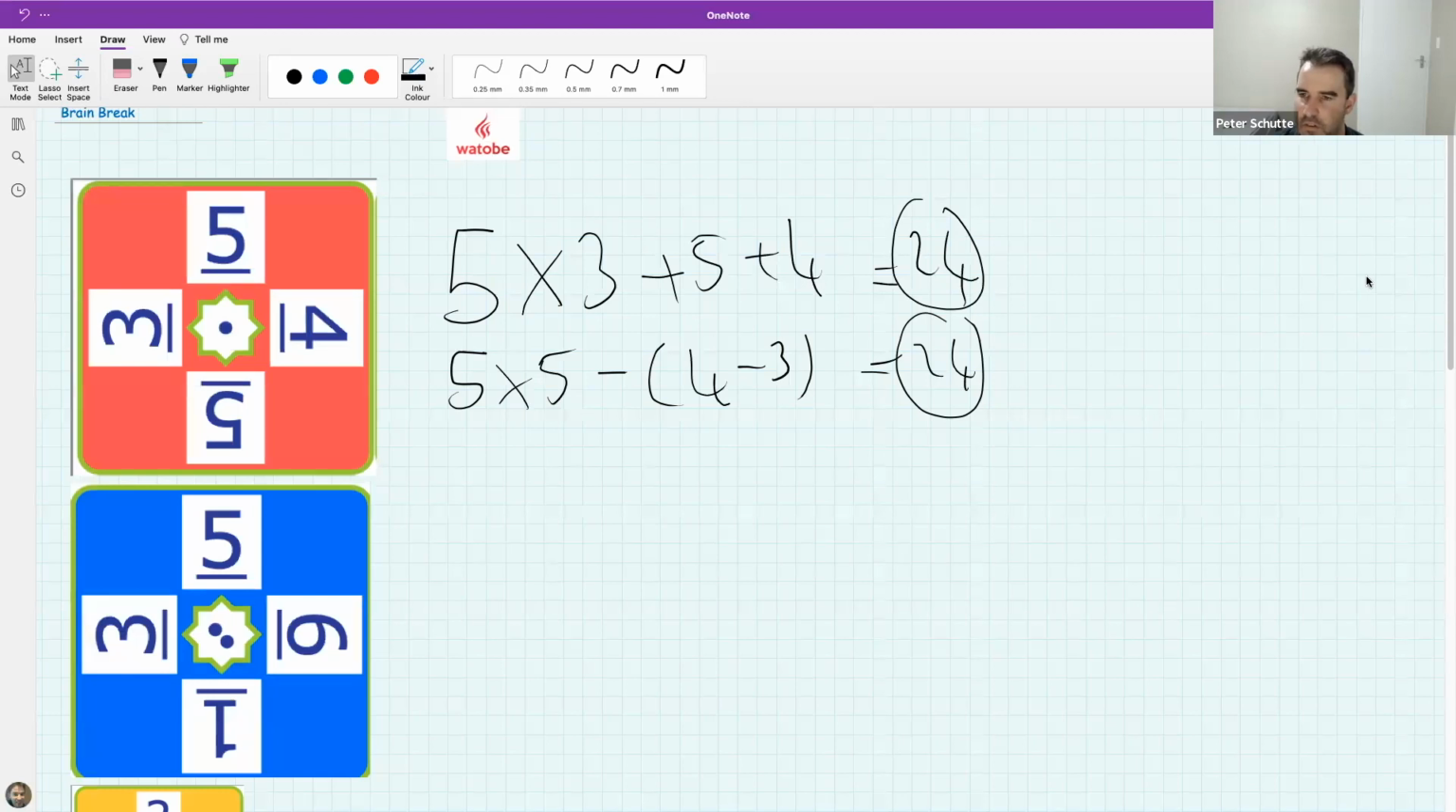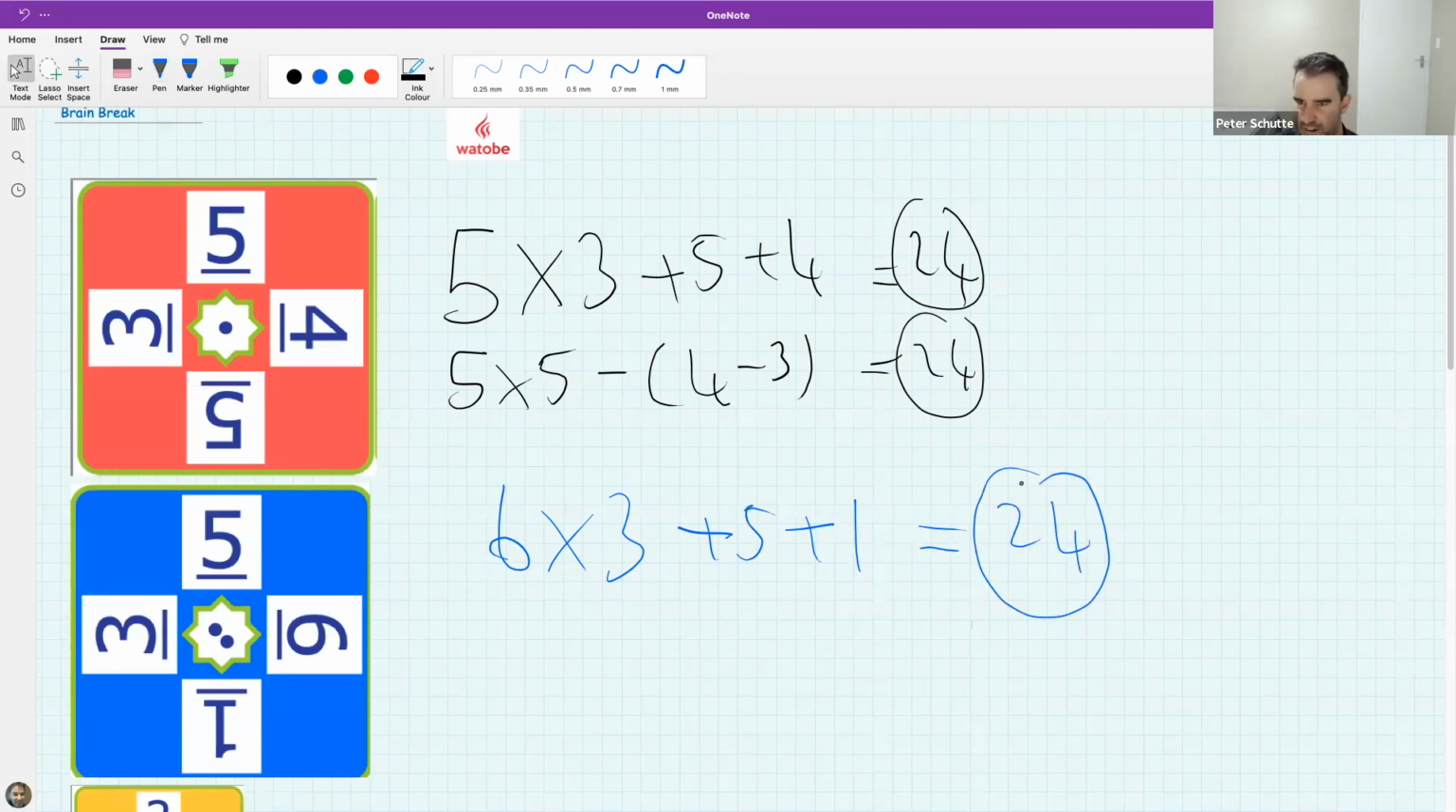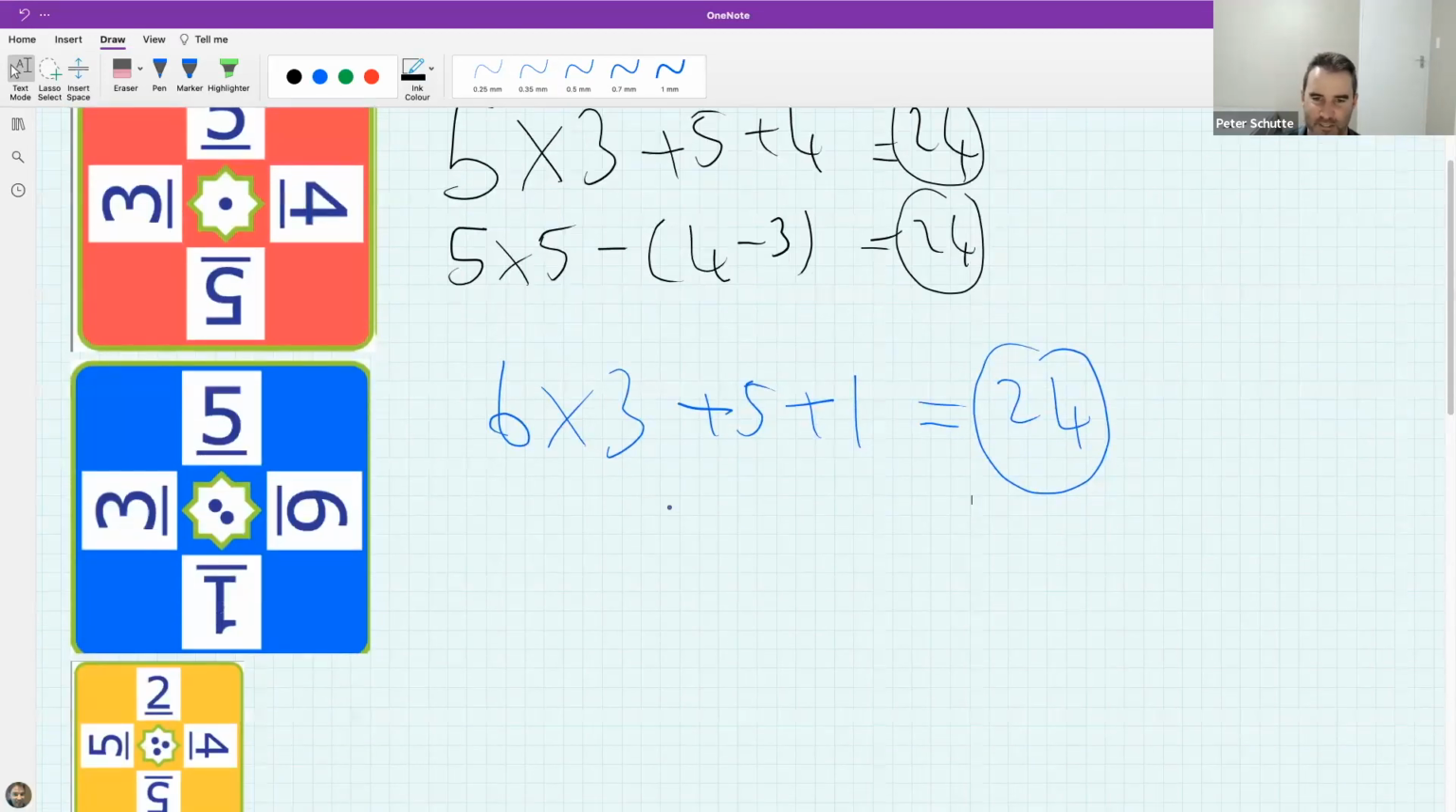I don't know if you can hear me. Maybe there was a bit of a... Hello? Hey, can you do the blue one for us? Have you got an idea? Yes, I have an idea. Go for it. Okay. 6 multiplied by 3 is 18. Then 5 plus 1 is 6. Then 18 plus 6 is 24. Perfect. Yes, well done. Thank you.